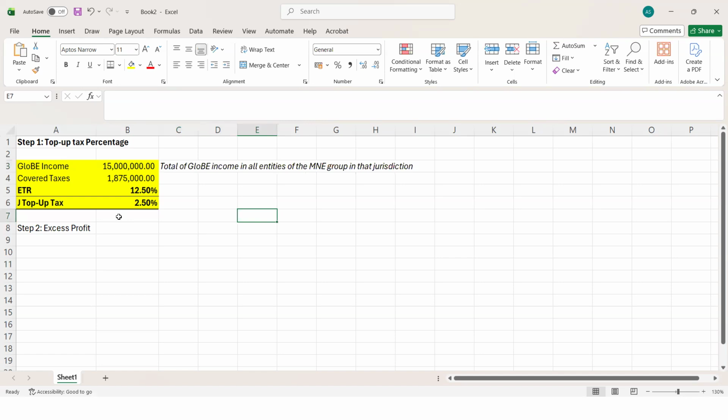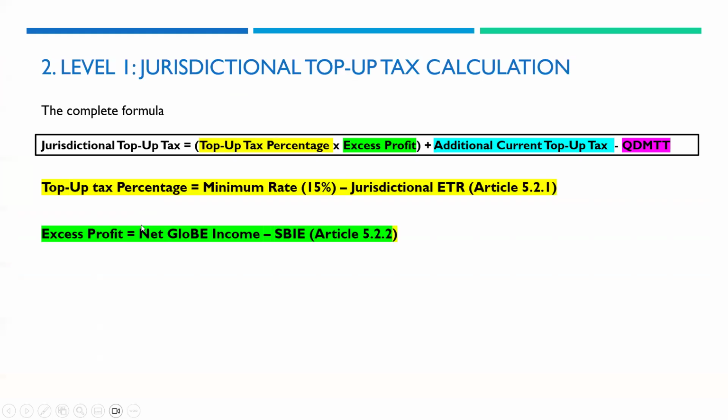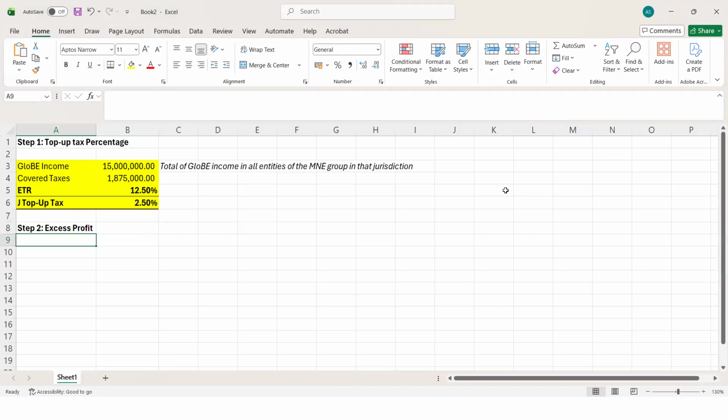First, it is all about jurisdiction. So we calculate jurisdictional one, and there is a top-up tax remaining. So we have to find the excess profit. Now, what is the formula for excess profit? Green, net globe income minus substance-based income exclusion. So what is my net globe income from the question? It is 15 million, right?